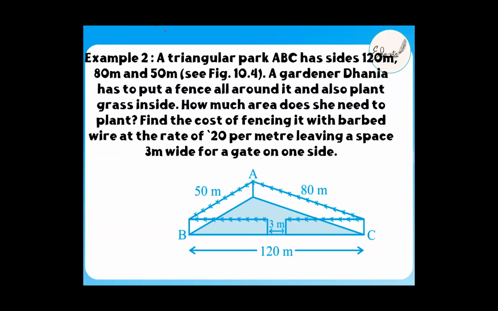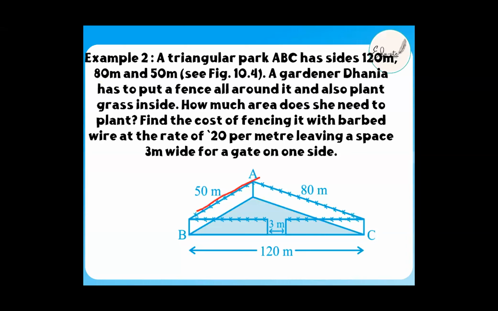Okay, this is quite easy. For finding the area, what is already given here, beta? A triangular park has sides 120 meter, 80 meter, and 50 meters. Gardener Dhania has to put a fence and plant grass. So how much area does she need to plant? So we have 2 times this one, right? One fence here and one here. Is it 2 times this that needs to be calculated? Yes.